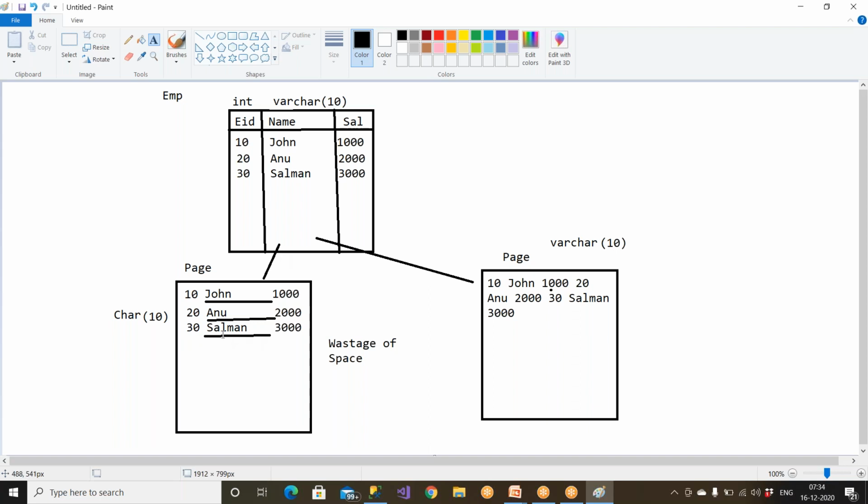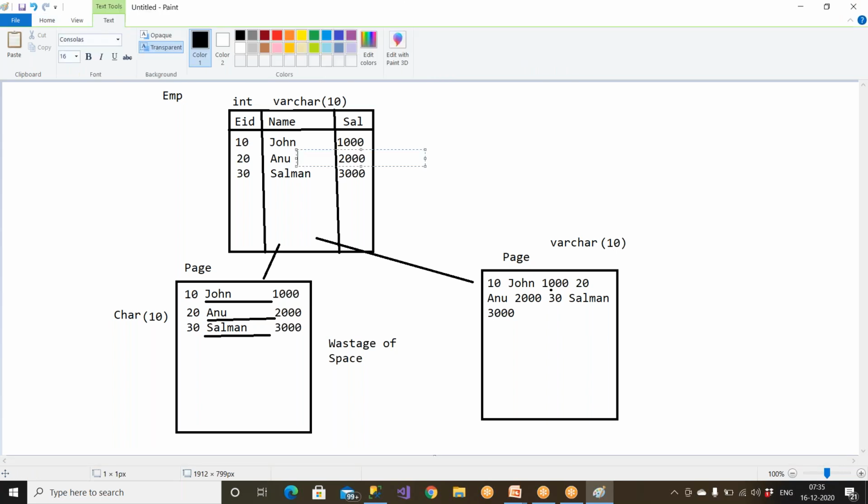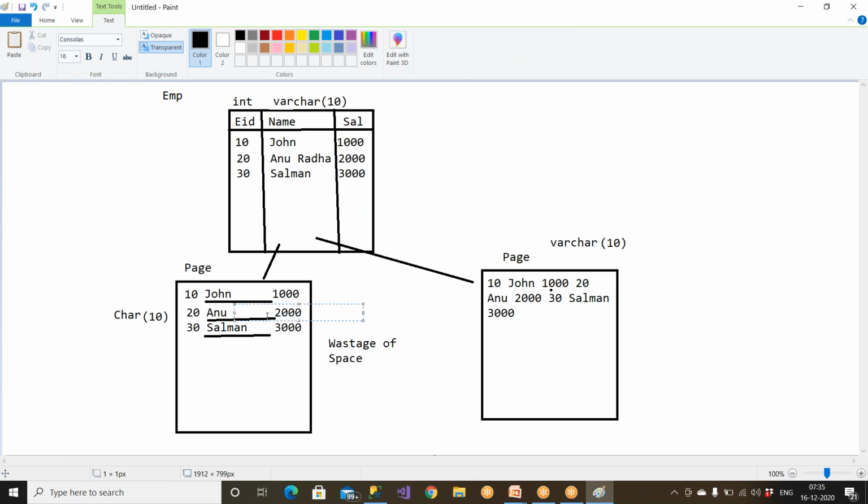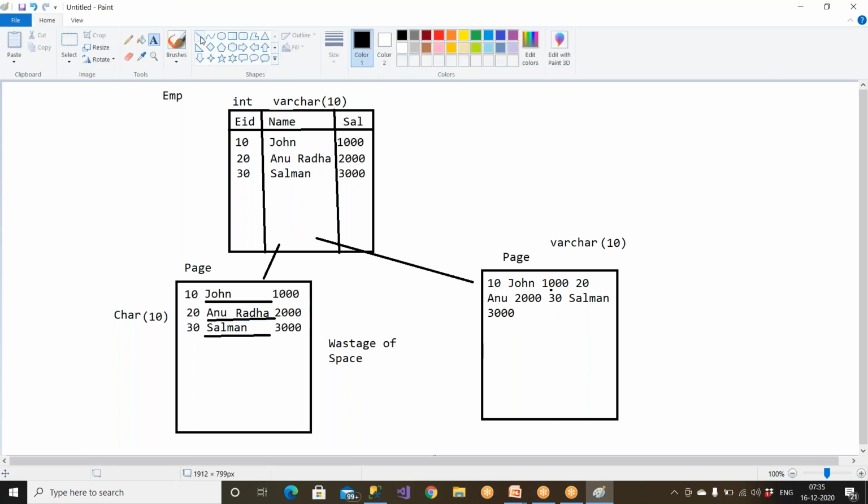So people may ask you, if varchar is good, why char? Let me give you one more example. Tomorrow Anu comes and says, it is not Anu, my name is Anuradha. She was modifying her name. Clear? When you modify, with a space available you can easily update it. I wanted to have Anuradha here. Do I have a space here to accommodate this new spelling? I don't have a space. So that is where the issue starts.